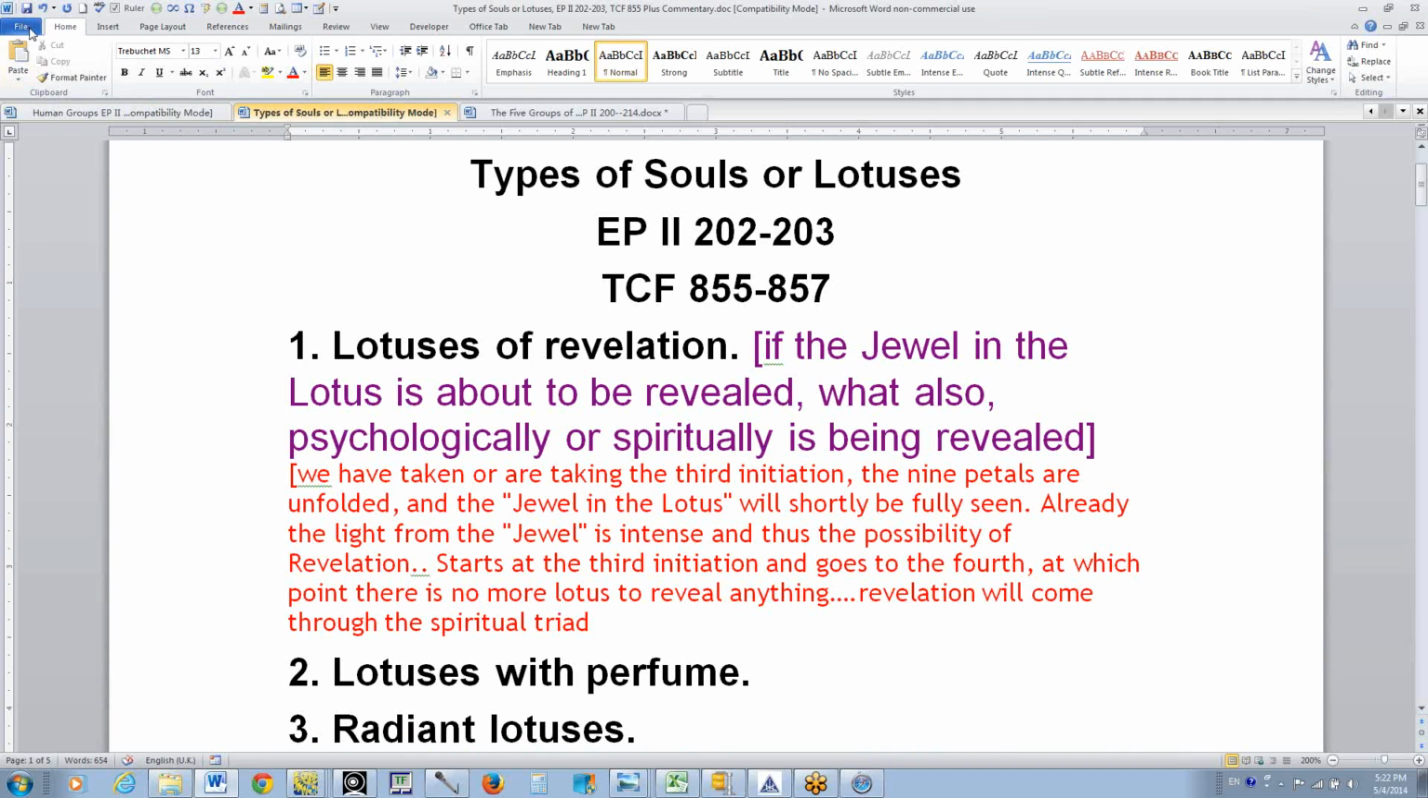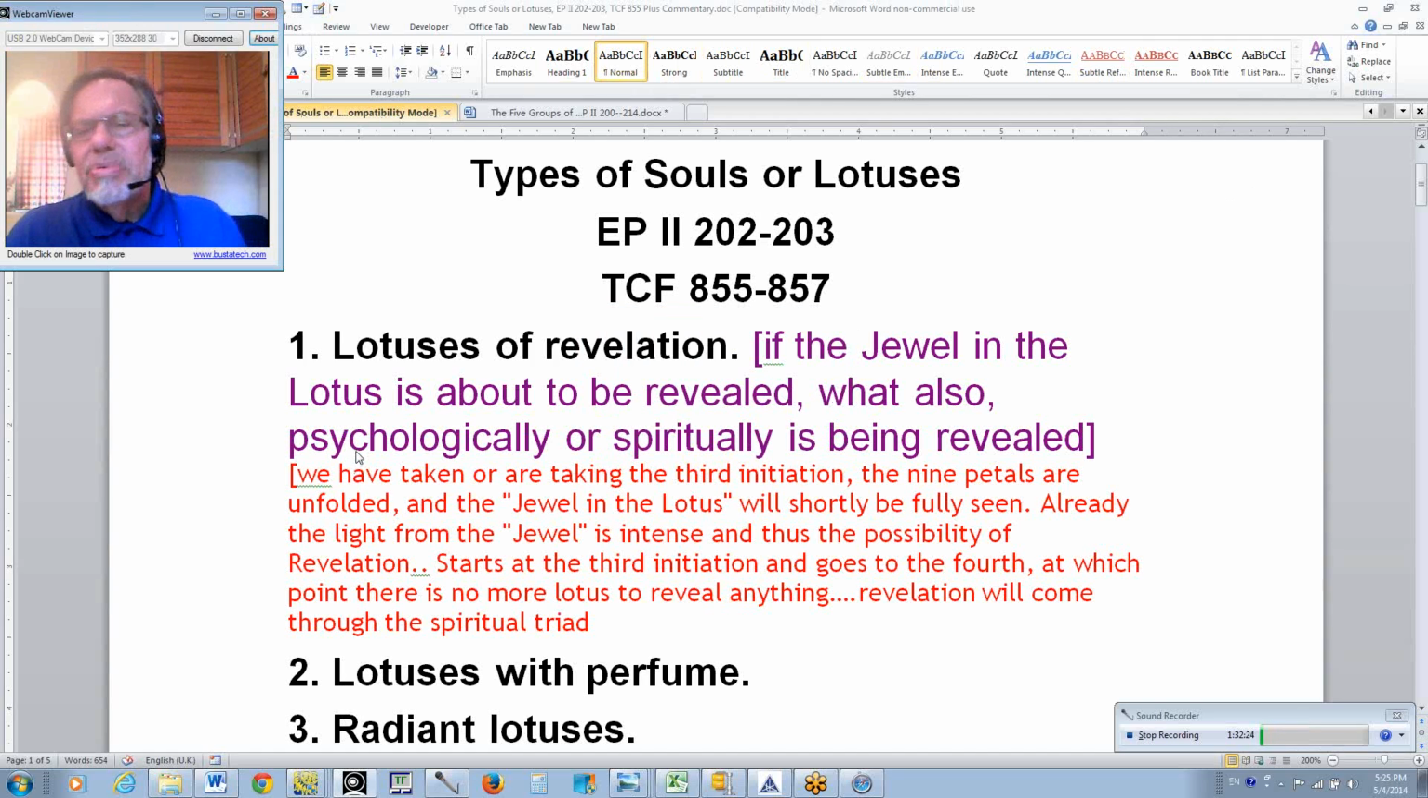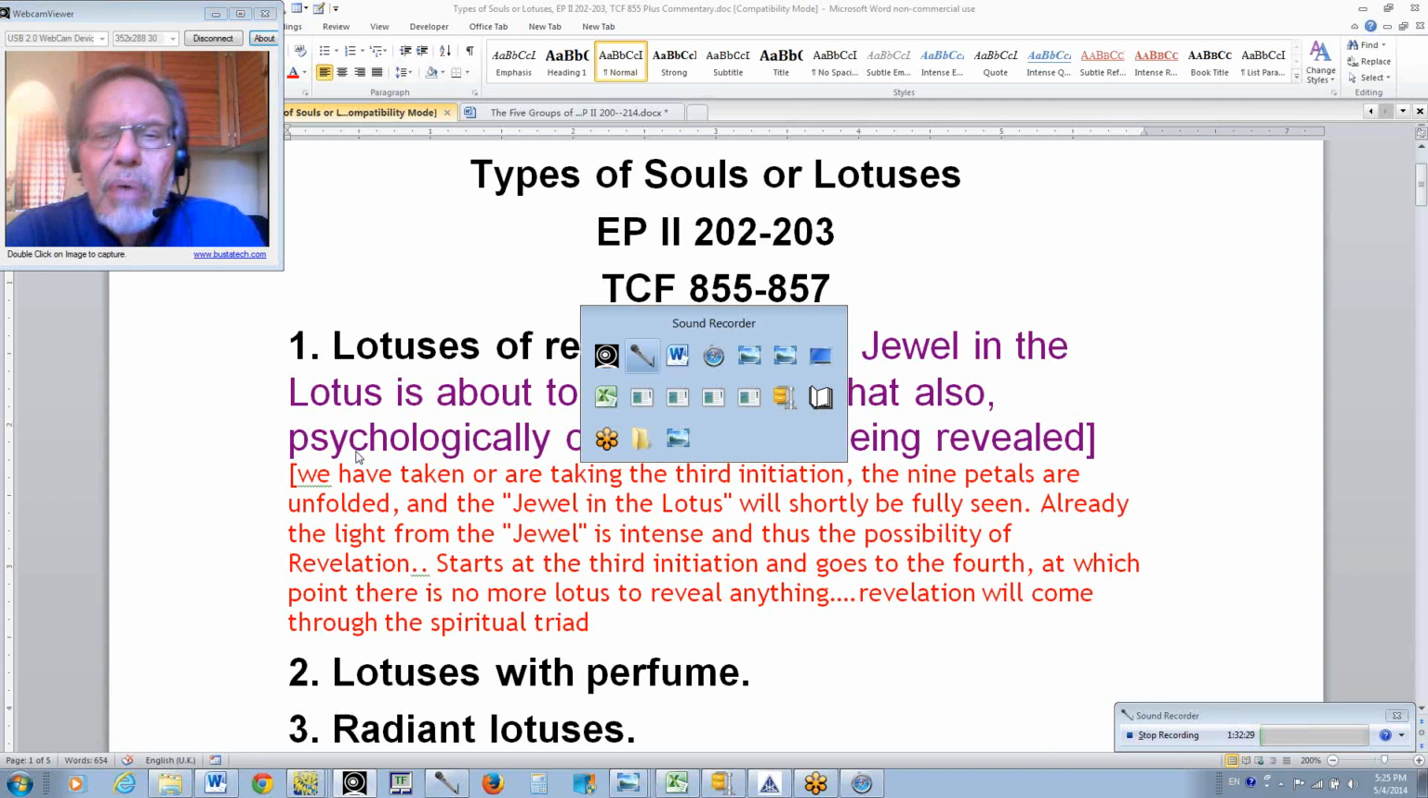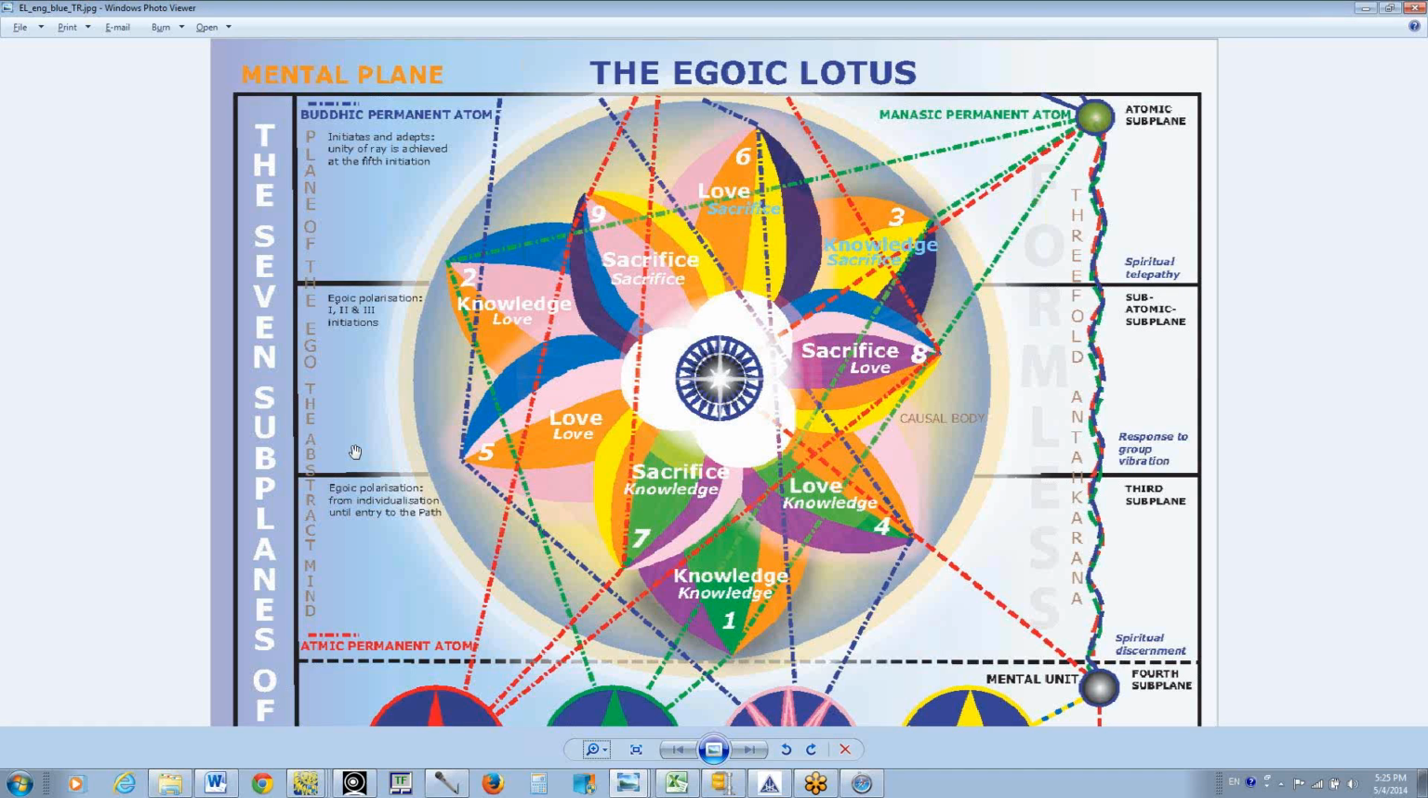Let's see, types of souls, what I'd like to do here. Okay, so these are, of all the names we have been given, the most advanced lotuses. And when we look at this figure, in which obviously the causal body has not been destroyed, the Egoic Lotus is very much there, we have a lotus of revelation. Now, the rest of us, I think, are going to look to the inner eye, something less than this.